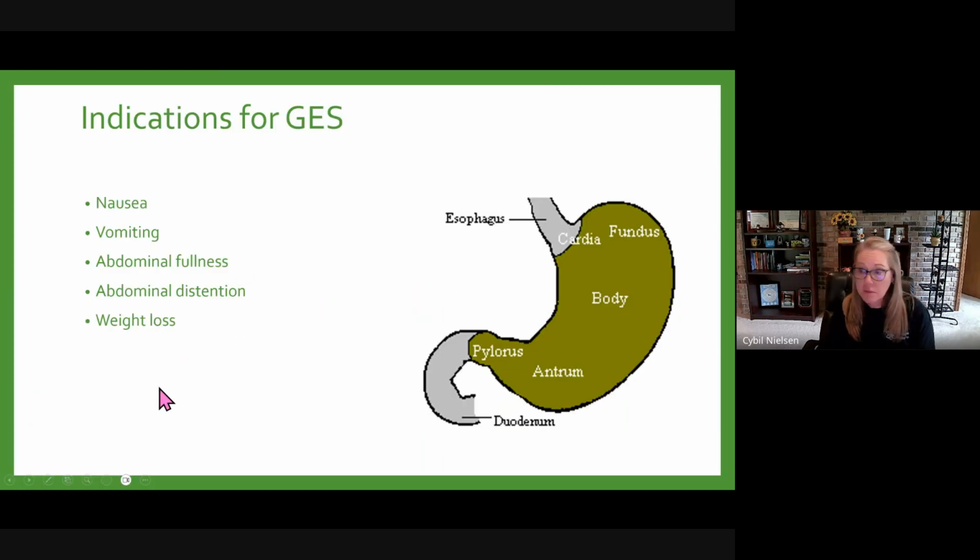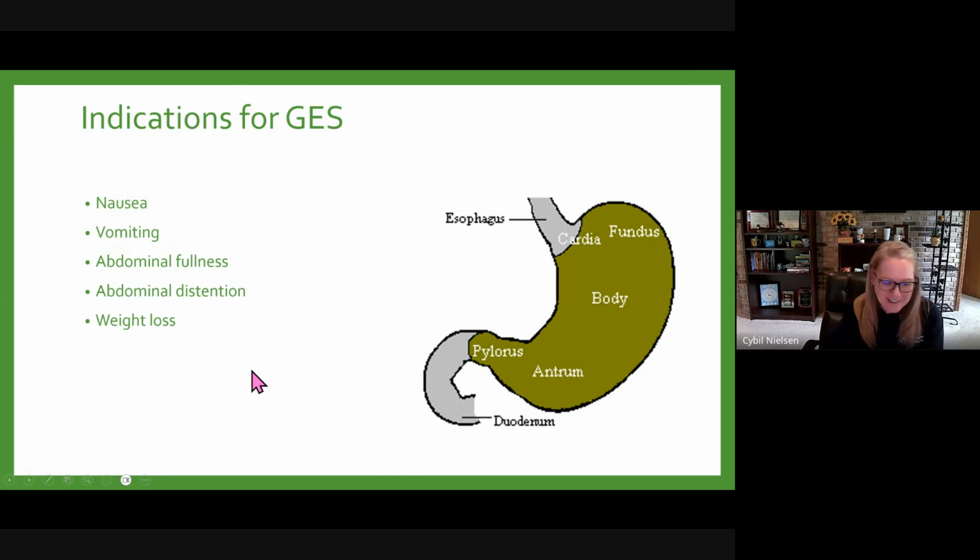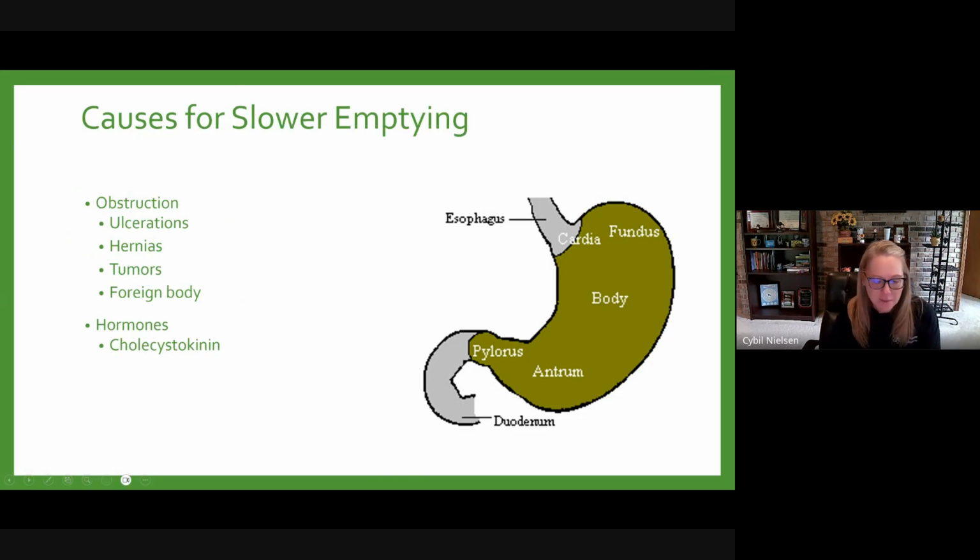All right, gastric emptying study. Do you do these? Do you use liquid egg whites or whole eggs? Liquid egg white. Oh, very good. It's music to my ears. I love when I hear that. Yes.